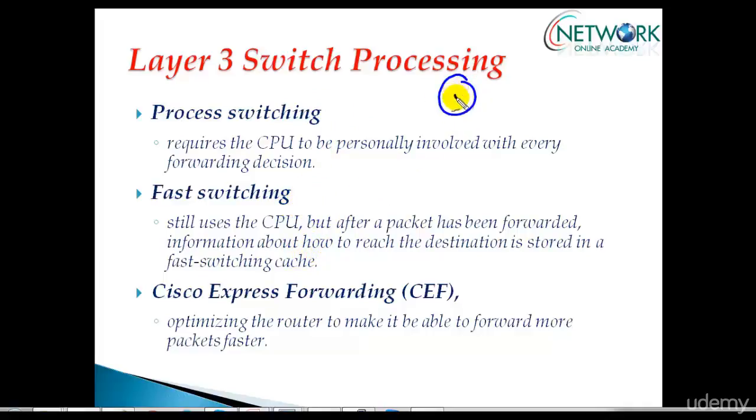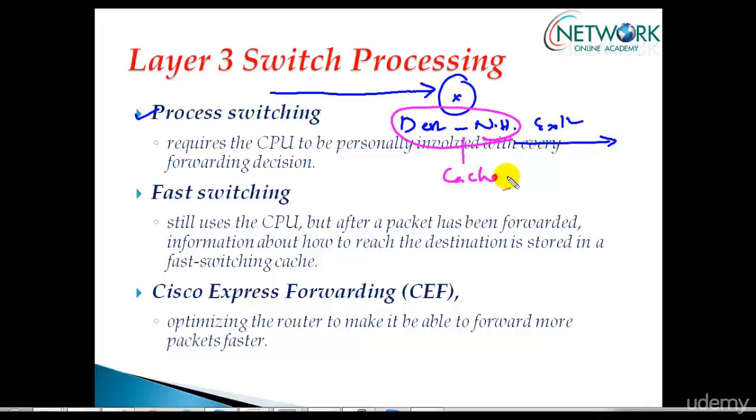Then we have something called the fast switching method. In fast switching, it does the same job that process switching does. Whenever any packet comes, it sees the destination network ID, then the next hop IP address, then the exit interface, and then forwards the packet. After that, it caches this information in the router cache, so that if any other user wants to go to the same destination, it doesn't need to do the routing lookup. It will simply use the cached information and forward out of the specific interface.